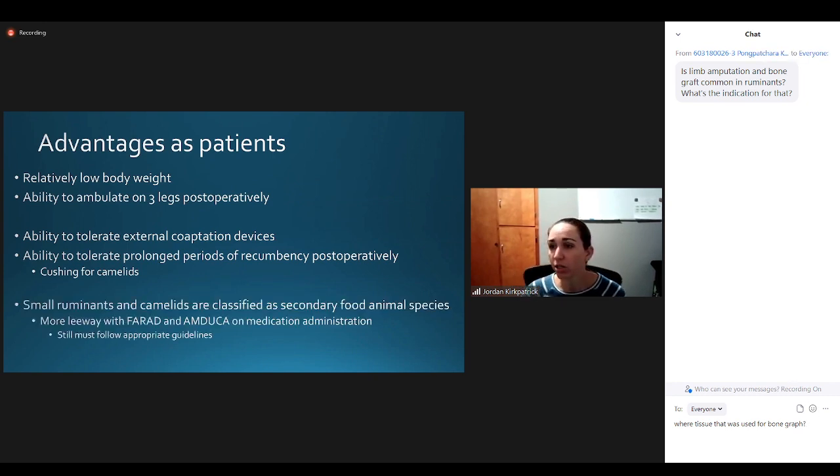And as I said earlier, they're classified in our country, or my country, as secondary food animal species. So we have a little bit more wiggle room on pain medication and antibiotics that we can give them. We still can't give them phenylbutazone. We're still limited to meloxicam or Banamine from a pain management standpoint, but we can give them more antibiotics than what we can give cattle. So there's a little bit more options there.